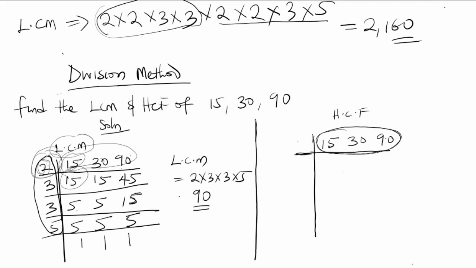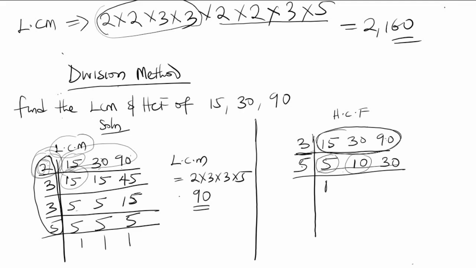So when we look at these numbers 15, 30 and 90, we will find out that 3 can divide everything without remainder. 3 will divide 15 to give 5. It will divide 30 to give 10. It will divide 90 to give 30. When you look at what is remaining, you find that 3 can no longer work because 3 cannot divide 5 without a remainder, and it cannot divide 10. But 5 will do the job. 5 can divide everything here without a remainder.